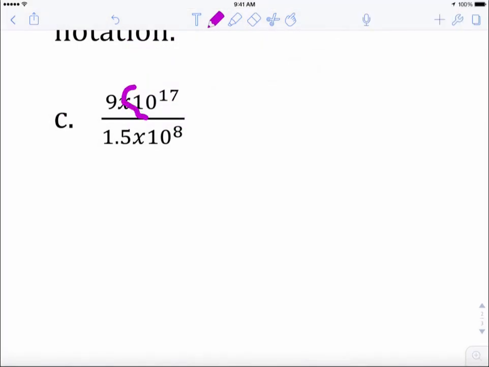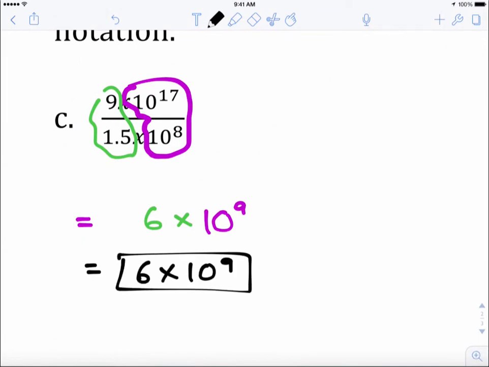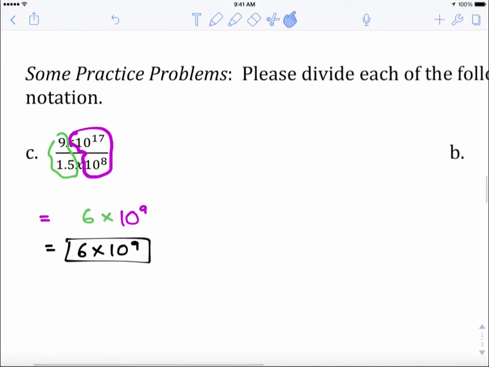10 to the 17th divided by 10 to the 8th will yield us, let's see, 10 to the 9th power. 9 divided by 1.5, well, that's actually a nice number. That's 6. 6 times 10 to the 9th, that's our answer in scientific notation. Everything worked out very nicely. That's pretty awesome. All right, making moves. We'll do one more together, and you can do 2 on your own.